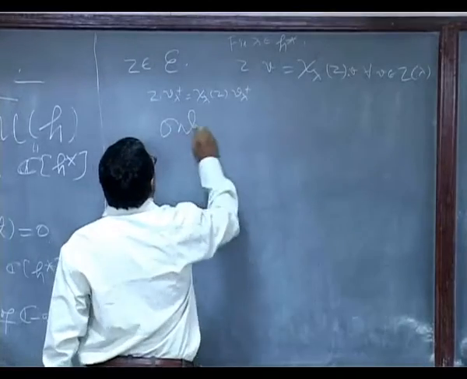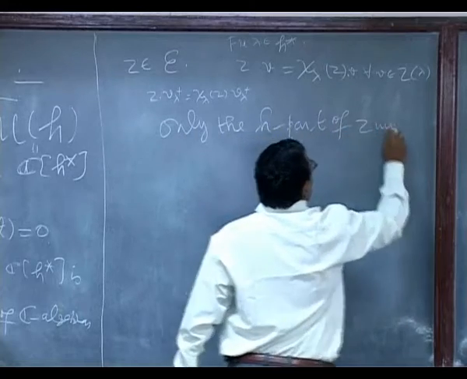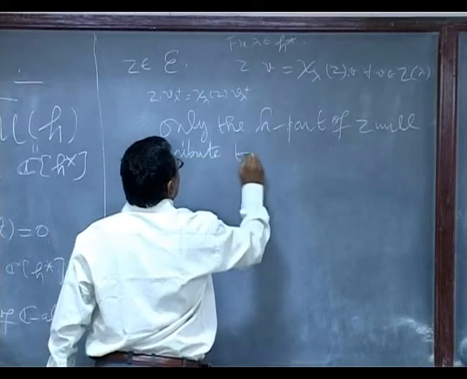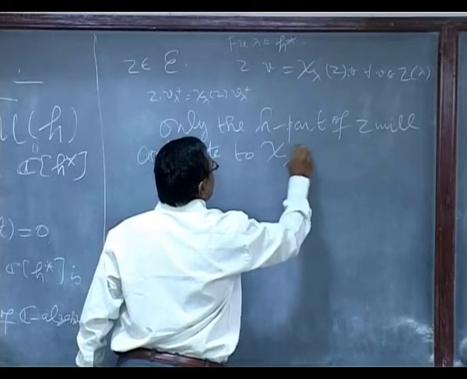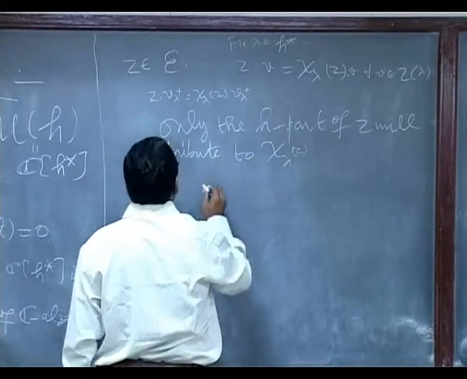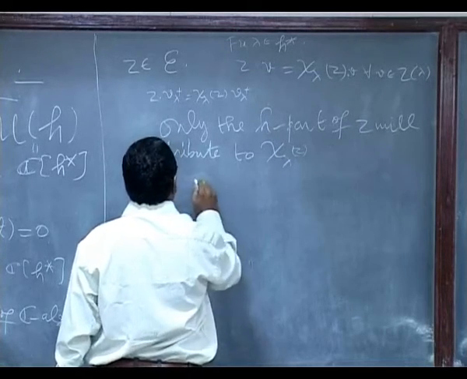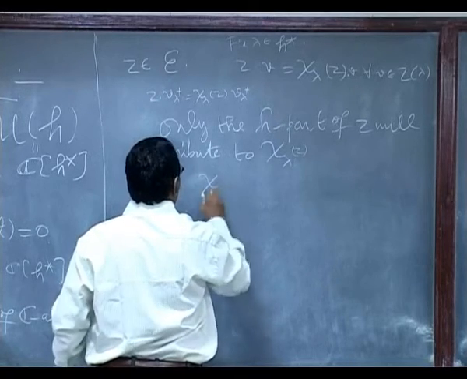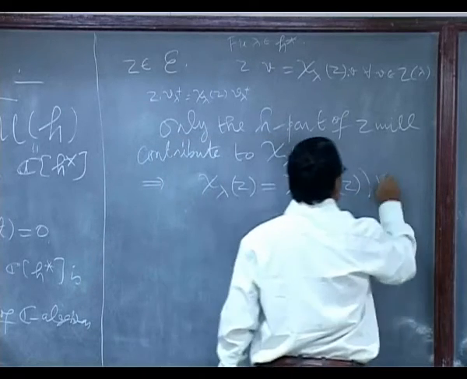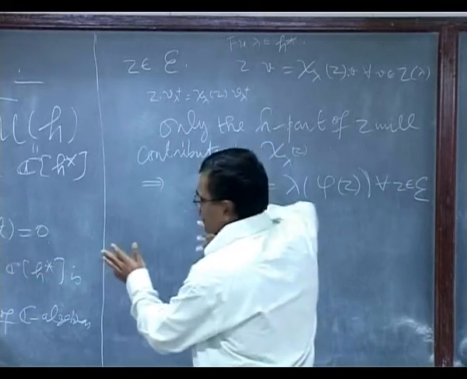And anyway, this shows that only the h part of z will contribute to chi lambda, which means we have, in other words, chi lambda of z is the same as lambda of phi of z, because phi is that homomorphism, only the h part.